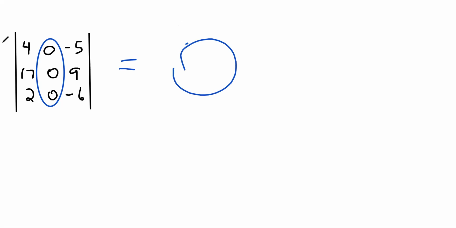And that's correct. If I were to expand along this column, I'd have 0 times the determinant of the 17, 9, 2, -6 matrix. Then minus 0 times the determinant of 4, -5, 2, -6, plus 0 times the determinant of 4, -5, 17, 9. But in each case, every individual thing is being multiplied by a 0.